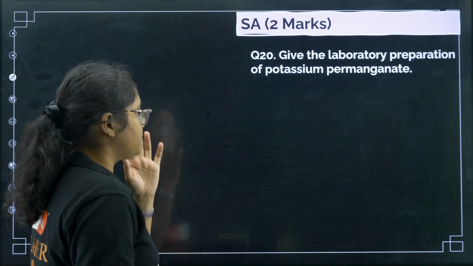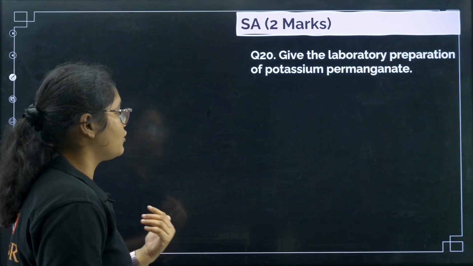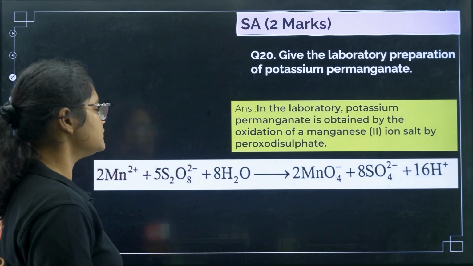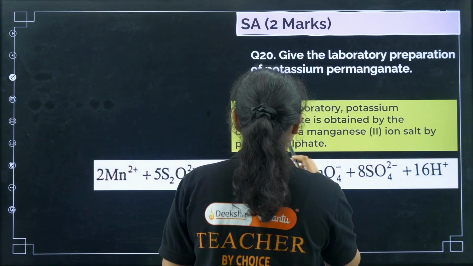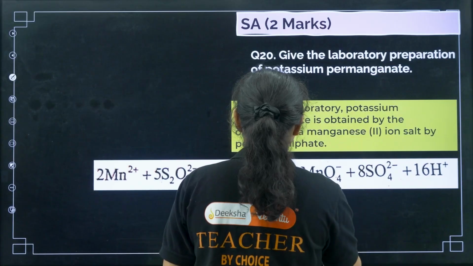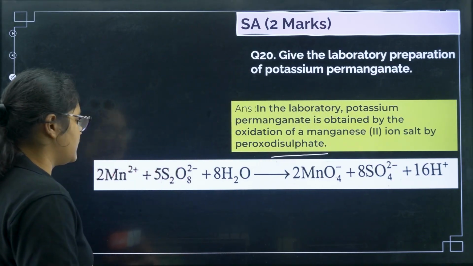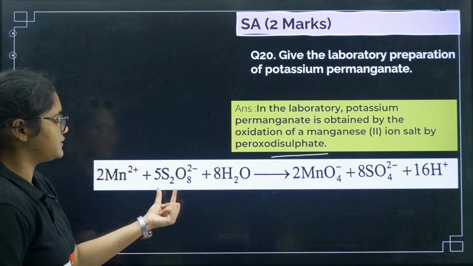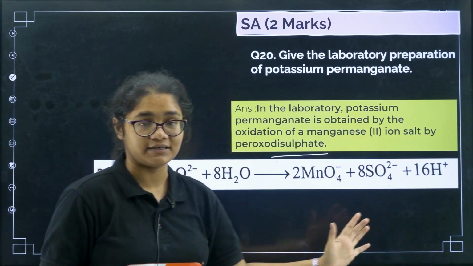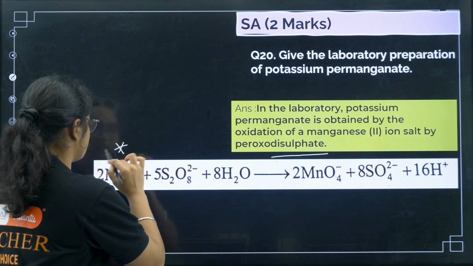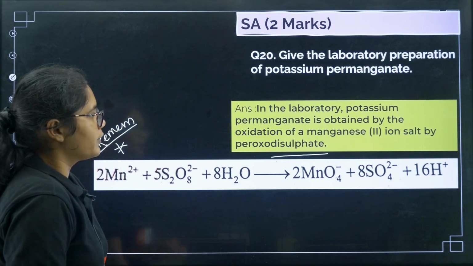Next, give the laboratory preparation of KMnO4, okay. So in the laboratory, potassium permanganate is obtained by the oxidation of manganese ion salt with peroxodisulfate, okay. So here is the reaction: Mn2+ plus S2O8 2- plus H2O gives MnO4- plus SO4 2- plus 16H+. You need to remember this reaction, very important, okay.